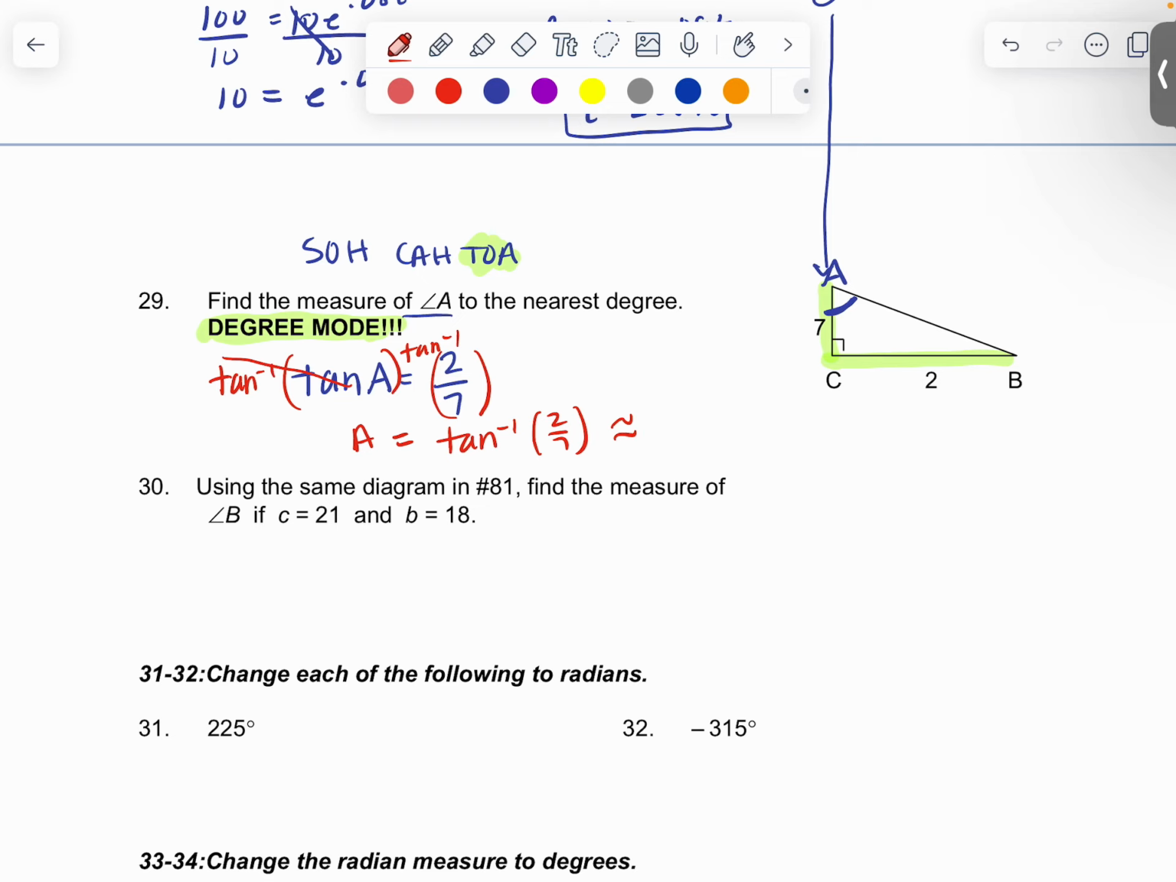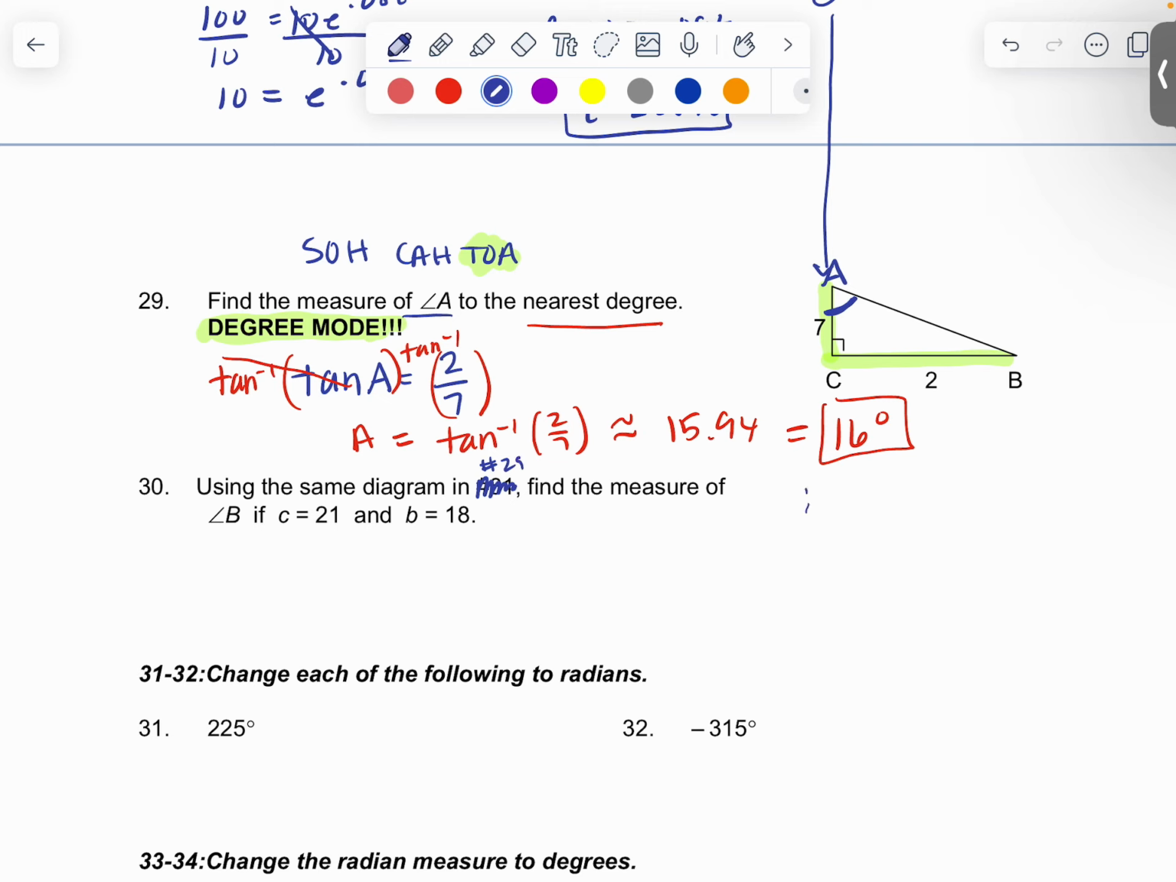15.94. So this is about 15.94, but then they wanted me to put it to the nearest degree. So I would say that's about 16 degrees. Okay. Now a little typo on number 30 here. I apologize that when I reformatted, I completely forgot about this. Use the same diagram as in number 29, the one above.